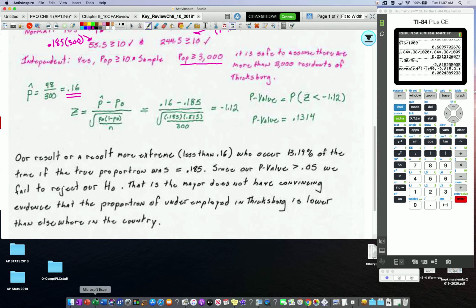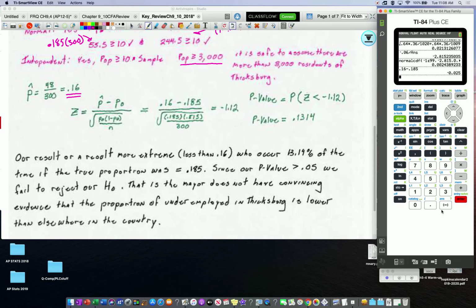Question is, is this significantly different? So you take your sample, 0.16, minus the proportion of the null, 0.185. Then divide it by the standard deviation of the null hypothesis. So 0.185 times 0.815, this is 1 minus 0.185, divided by 300. This gives me negative 1.12. Just to show you that, 0.16 minus 0.185, that's negative 0.025.